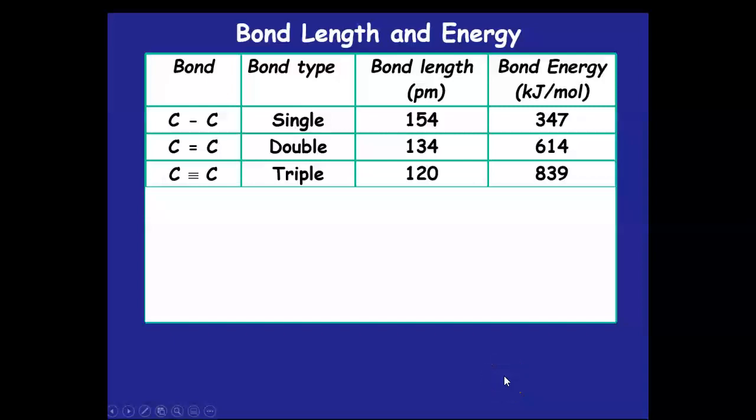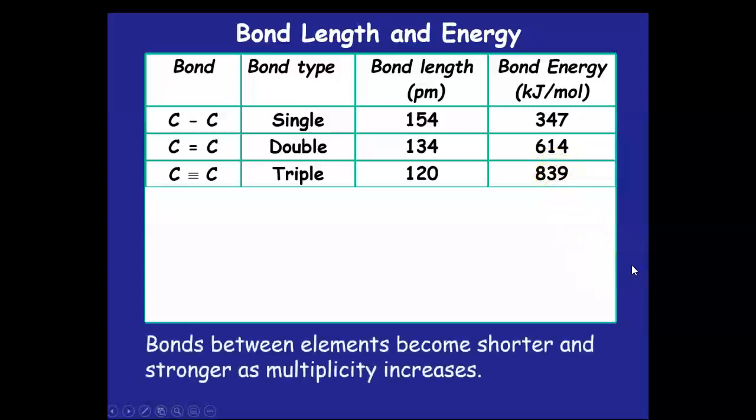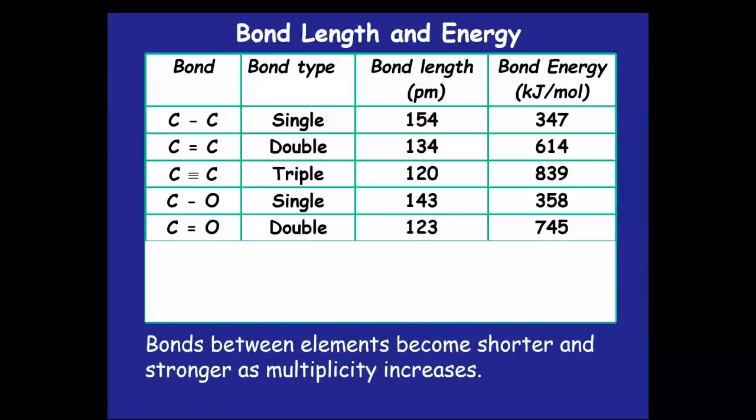Here's just an idea of the energy of bonds. You can see between carbon and carbon, you've got single, double, and triple bonds. We'll discuss what those are as we go through the unit. And you can see the bond lengths as you go to 1, 2, and 3 bonds between the atoms. The bond lengths in picometers reduce as you increase the number of bonds. You reduce the bond length, and you increase the total bond energy there. Bonds between elements become shorter and stronger as what we call the multiplicity of bonds increases.